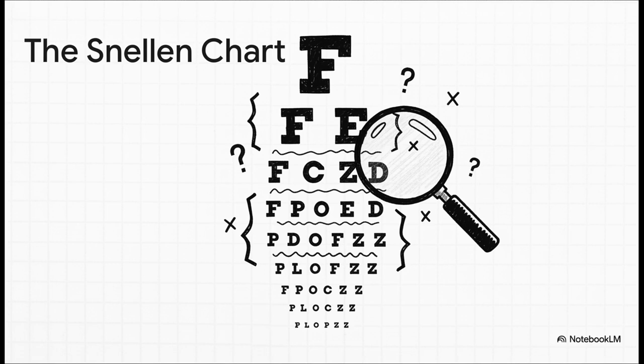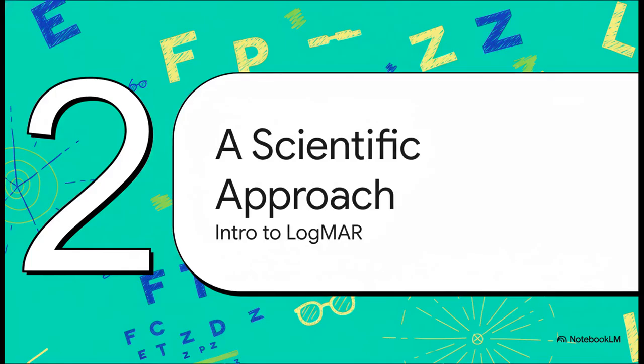But look closer. I mean, really look. See how the number of letters changes on each line? And the spacing between them and between the rows? It's not mathematically proportional at all. Now, for a quick screening, sure, it works. But for serious research, for tracking those tiny, subtle changes in a patient's vision over time, these inconsistencies are a real problem. To solve these problems, vision scientists in the 20th century developed a much better tool, one that wasn't based on convention, but on pure mathematics.